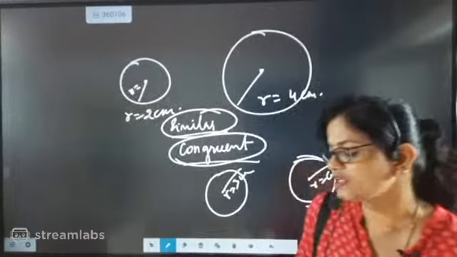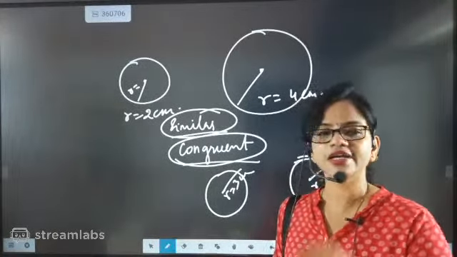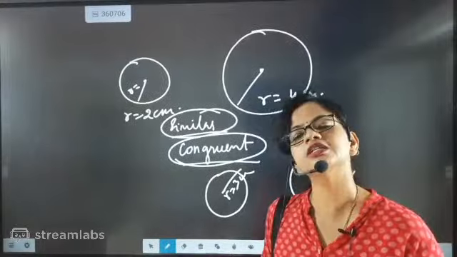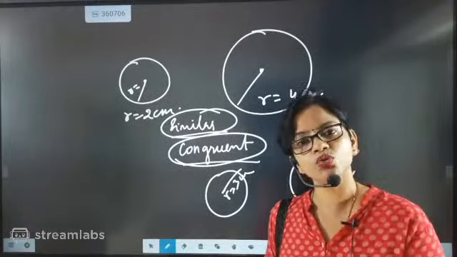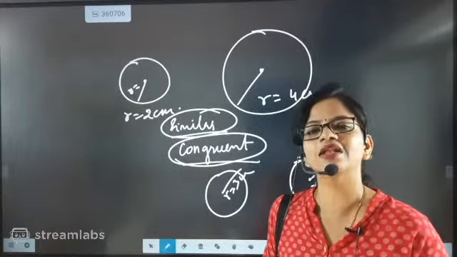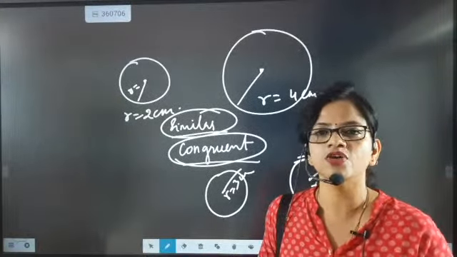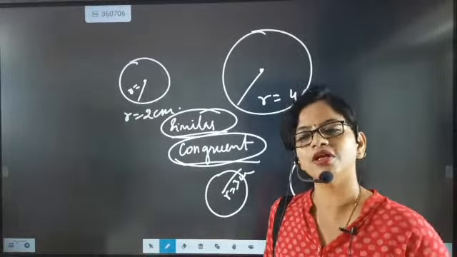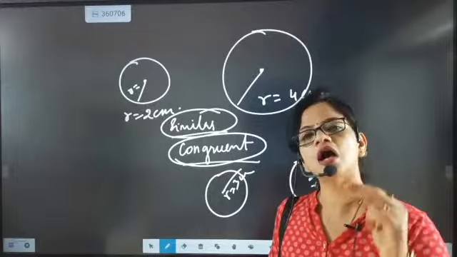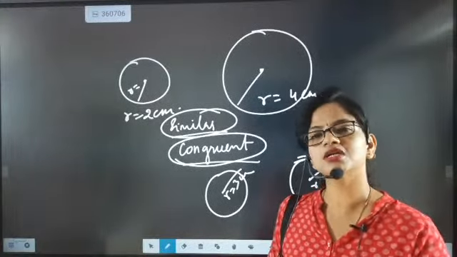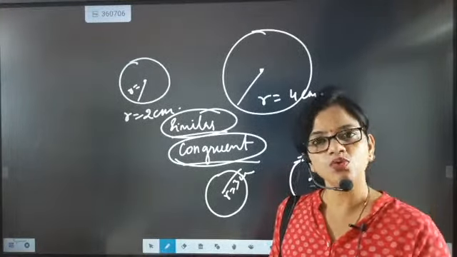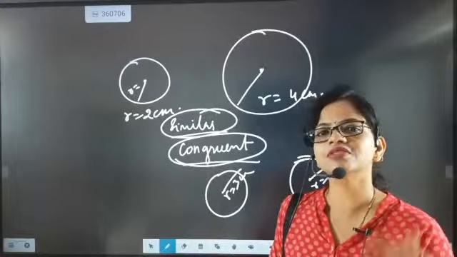Correct, Kartika. Absolutely correct point, beta. The correct answer here is that all the circles are similar, but only those circles which have exactly the same radius will be called congruent. All the circles are similar, but only those circles whose radius is the same are congruent.